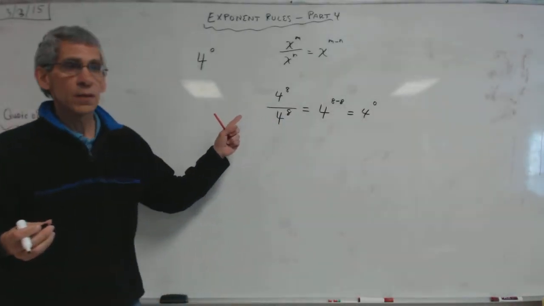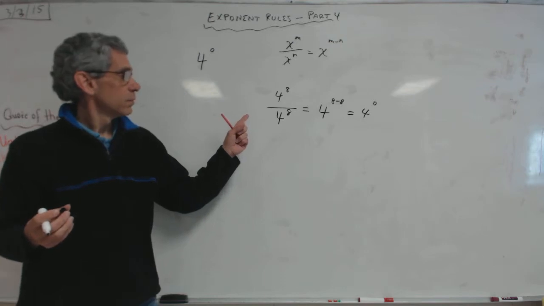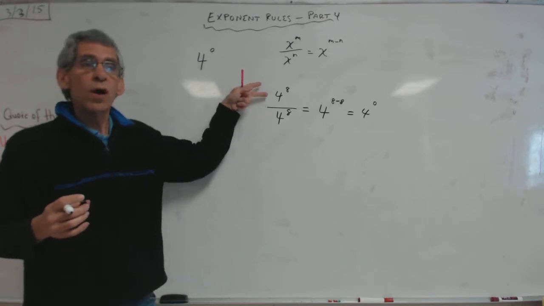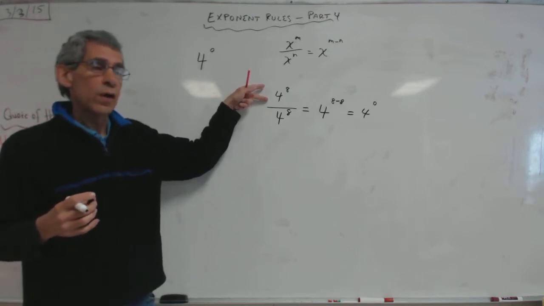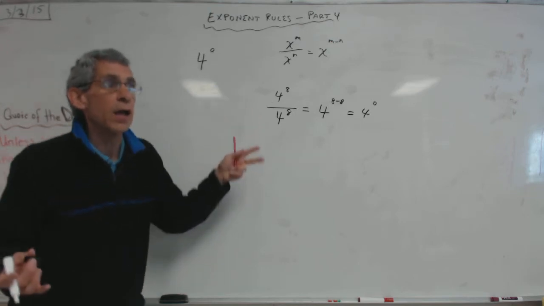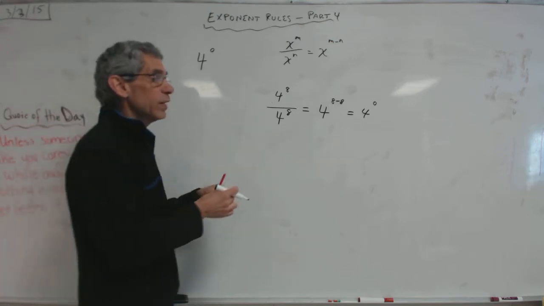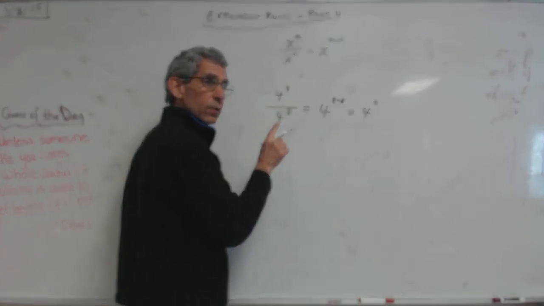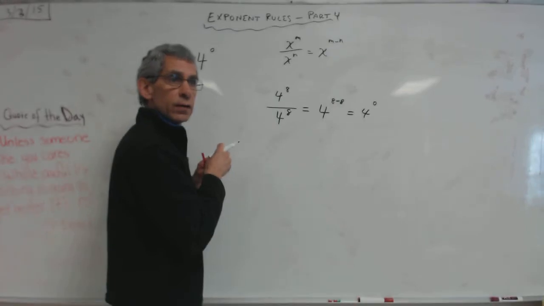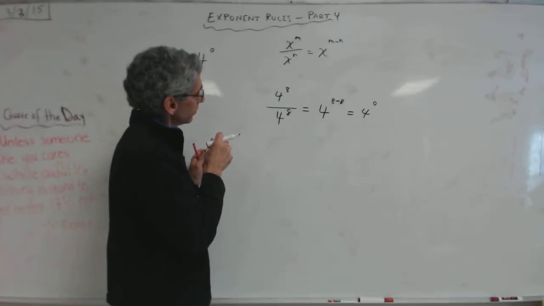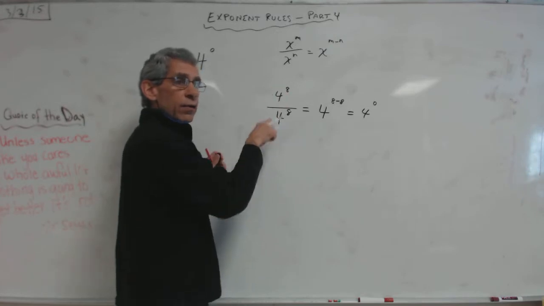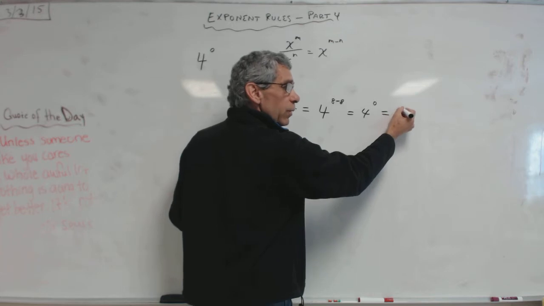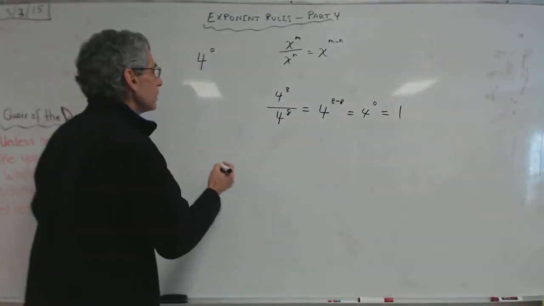Does that make sense? Why don't you just put 0 instead of 4 to the 0? Guys, what is a fraction equal to when it's the same number upstairs and down? It's 1. So this is 1, right? So therefore, anything to the 0 power equals 1.